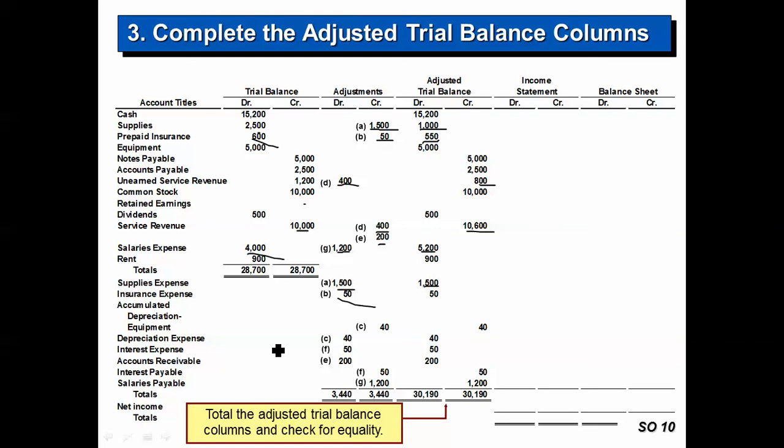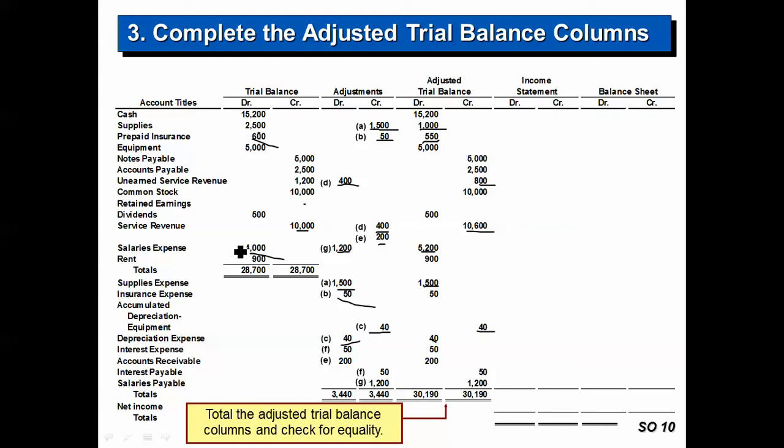Accumulated depreciation, there was nothing here. There was a credit of 40, we move it over and put a credit over here, 40. Depreciation expense, a debit here, we move it over, put a debit there. We follow all the way through here. Salaries payable, nothing down here, a credit of 1,200, we move it over, a credit of 1,200. Now we add up the debits and the credits again, 30,190, 30,190.